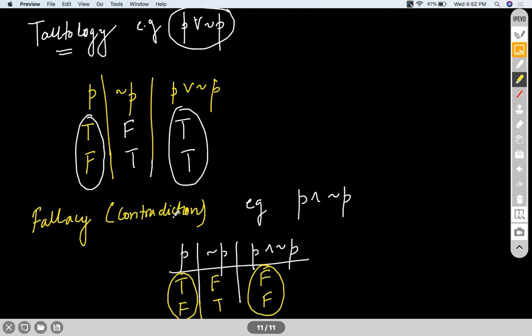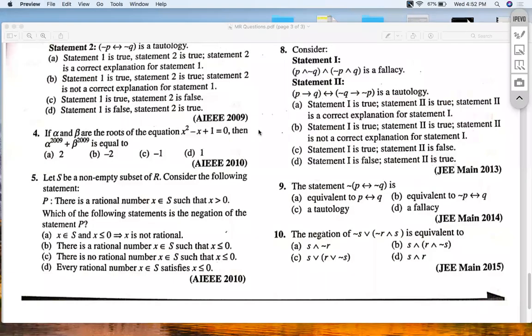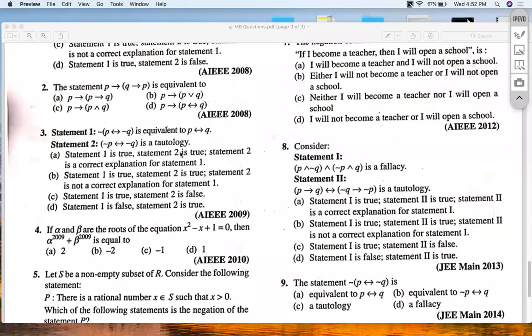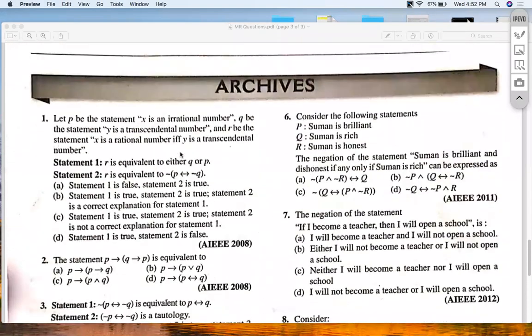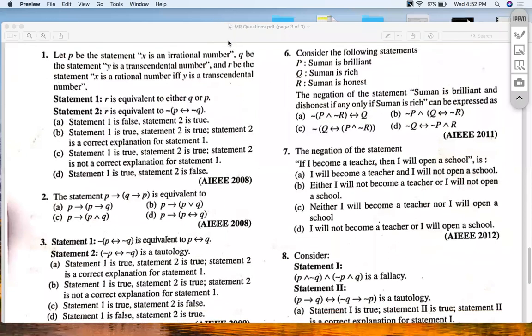Yes, sir. Now, before we proceed, I will take up a lot of questions with you. And then I'll start with the validation of statements. Okay, so let's start with questions. Let me just open the sheet here. Can we quickly complete the archives previous year paper?